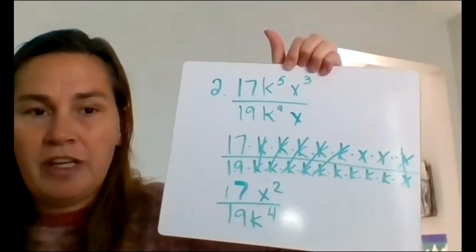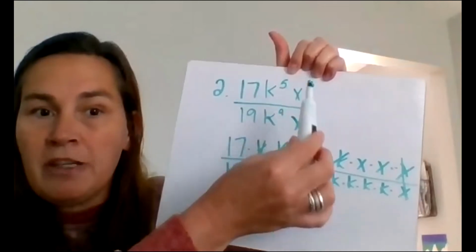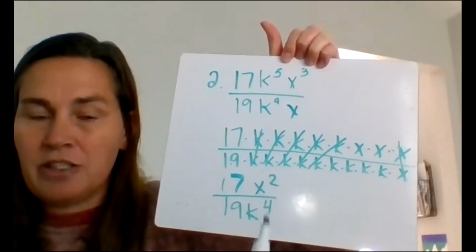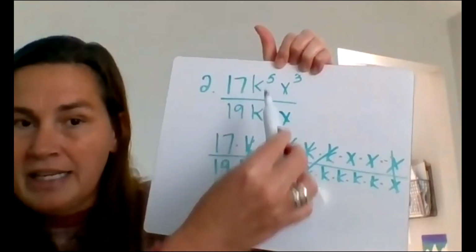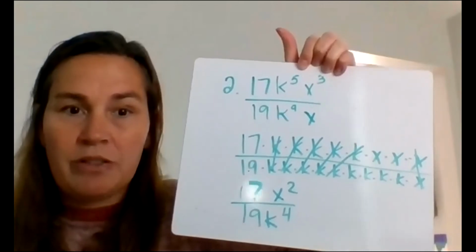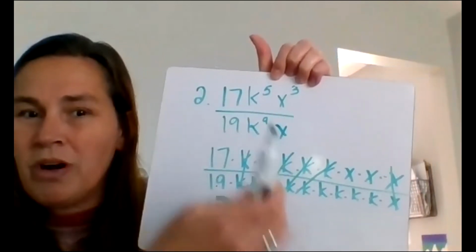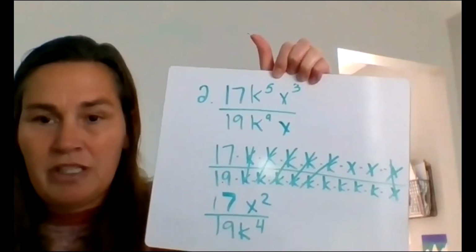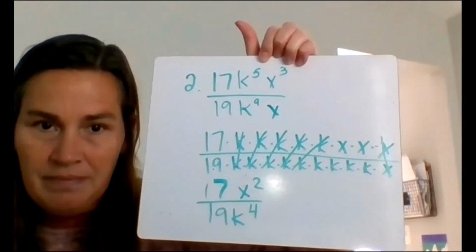I did the same thing for the x's. I have x to the 3rd and x to the 1st. So 3 minus 1 is 2. There are more x's in the numerator, so my x squared stayed in the numerator. Therefore, I can just subtract now. One step backwards from dividing would be subtracting. I can just subtract, and wherever there is more, that's where the variable and the exponents stay. This 17 over 19 cannot be reduced, so that stays as is.